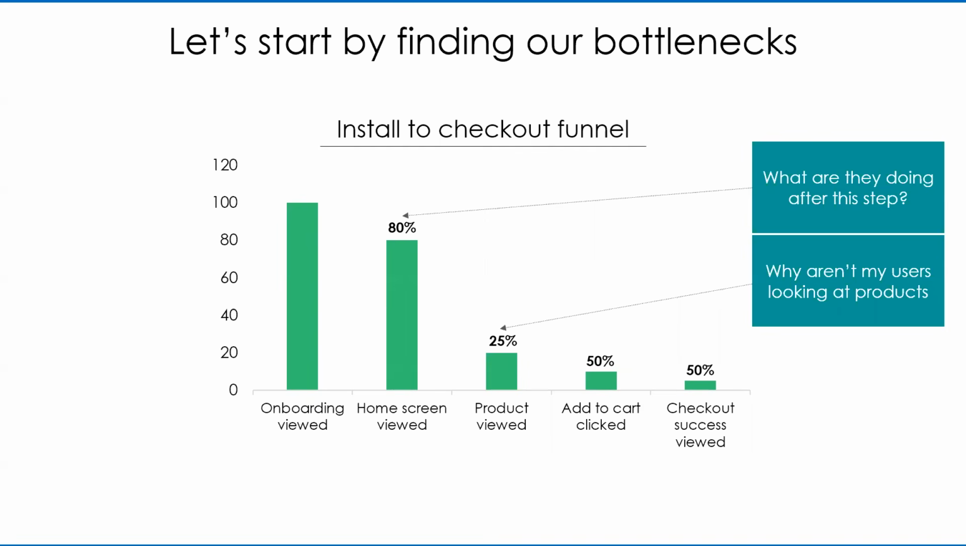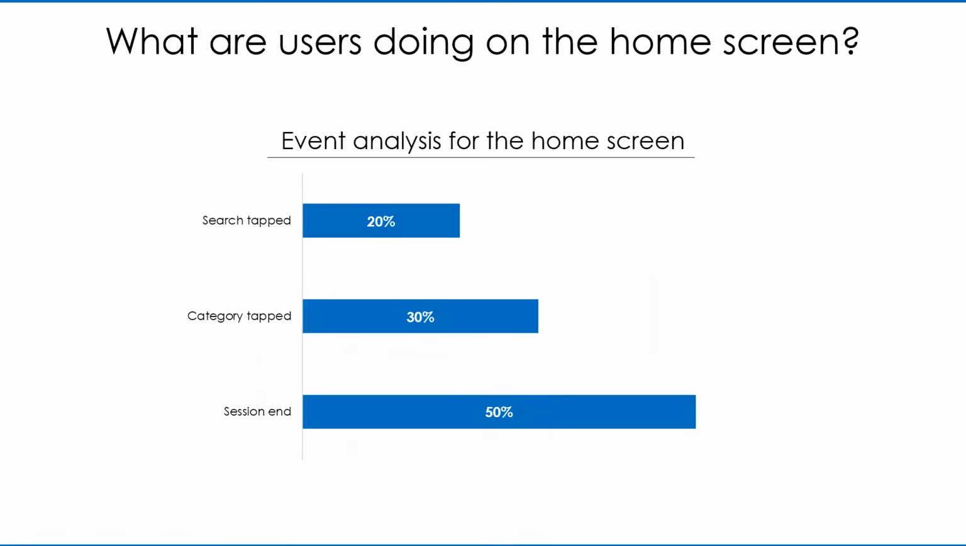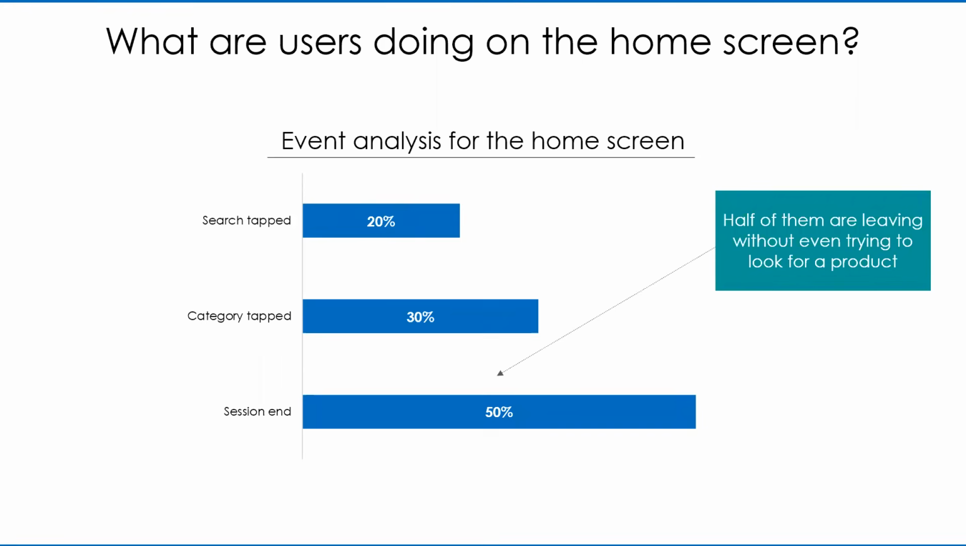So at this point, we might want to look at what's happening at that point, what events are being carried out there. So here I might choose to look at the percentage distribution of what users are doing when they're on the home screen. Some users are searching, some users are tapping specific product categories, and some are just ending their session right there. And that's a bit alarming because half my users who get to the home page are leaving before they even try to look for a product.